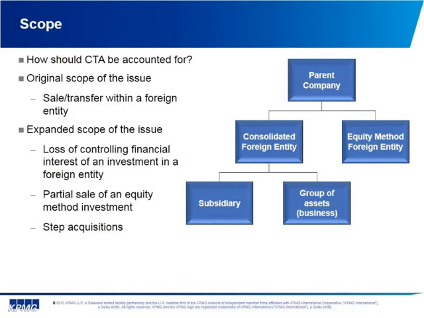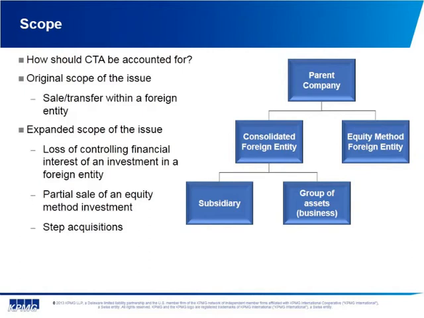The simplified organizational chart on this slide is presented to help illustrate the different levels within an organization at which this ASU addresses. Here we have a parent company that holds an investment in a consolidated foreign entity and an investment in an equity method investment that also is a foreign entity. The consolidated foreign entity has an investment in a subsidiary and an investment in a group of assets that is a not-for-profit activity or a business. The consolidated financial statements of the parent company would contain CTA related to both the foreign entities and the subsidiary and groups of assets within the consolidated foreign entity.